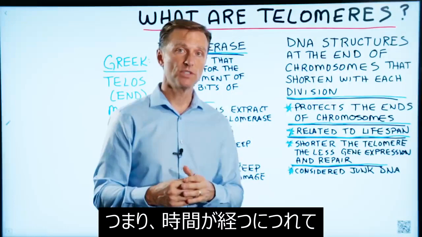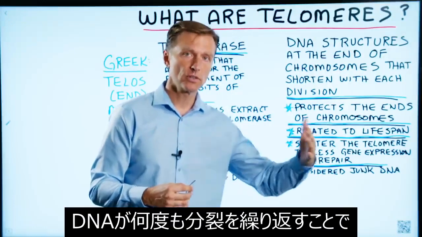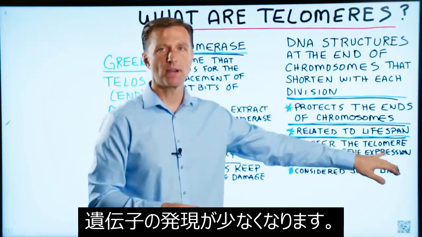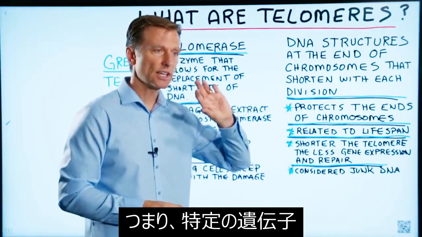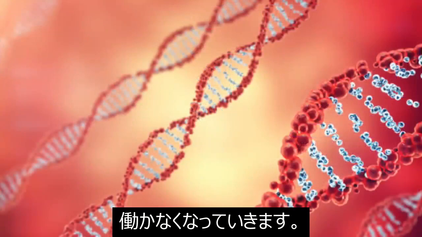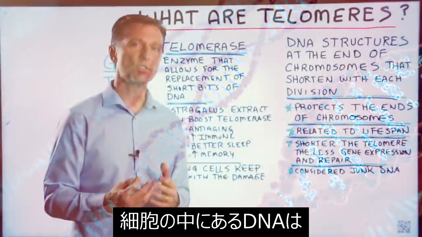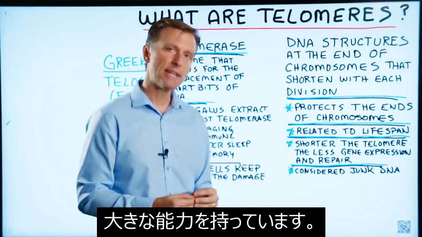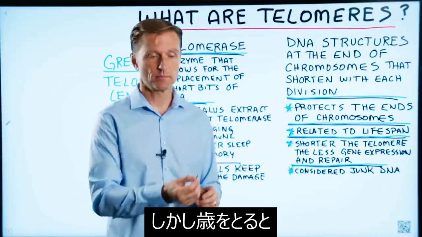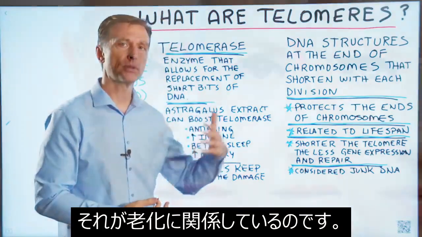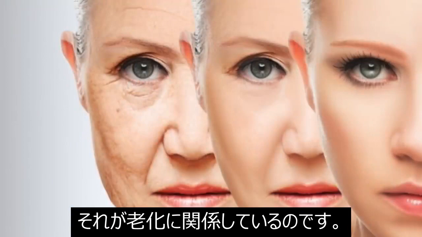So over time, when your DNA keeps dividing over and over, the telomeres shorten, and you get less gene expression, which basically means you're getting less activation of certain genes, especially related to repair. So when you're very young, your DNA inside your cells has a huge capacity to keep up with the damage. When you're older, okay, because you have shorter telomeres, you basically have a hard time keeping up with the repair. And that's how it relates to aging.